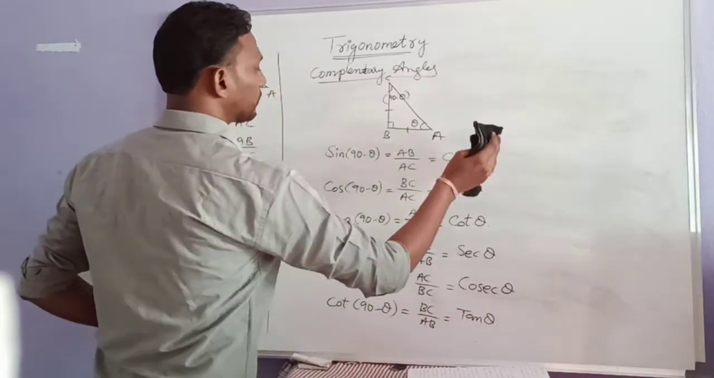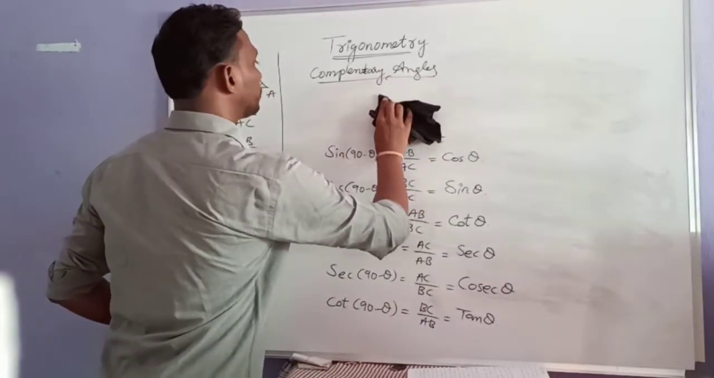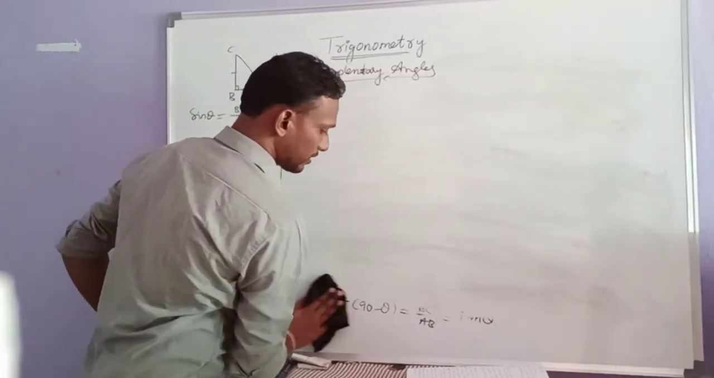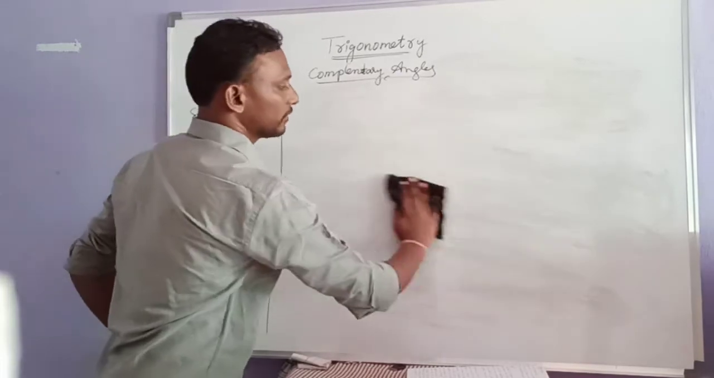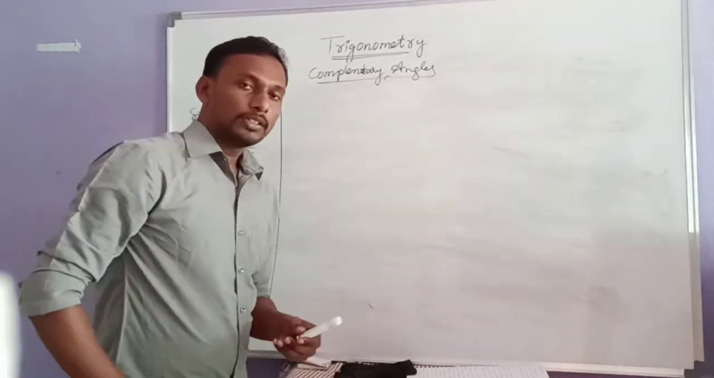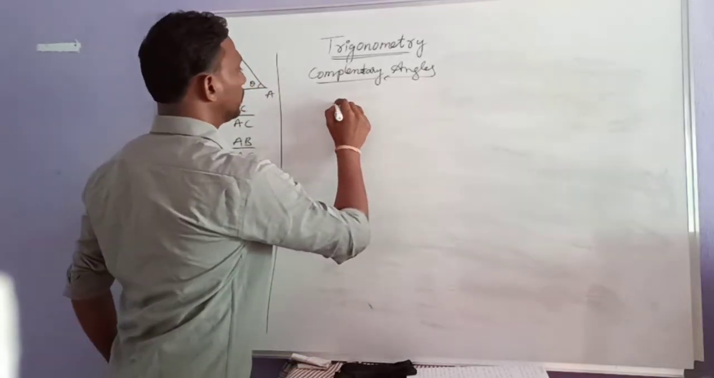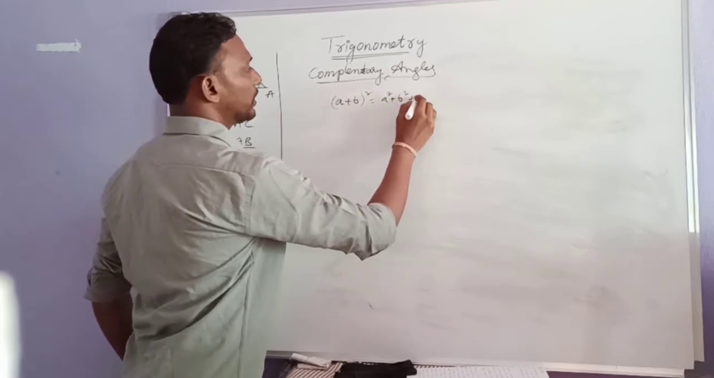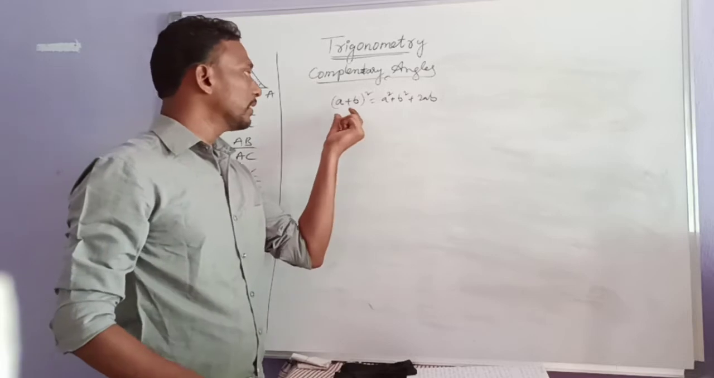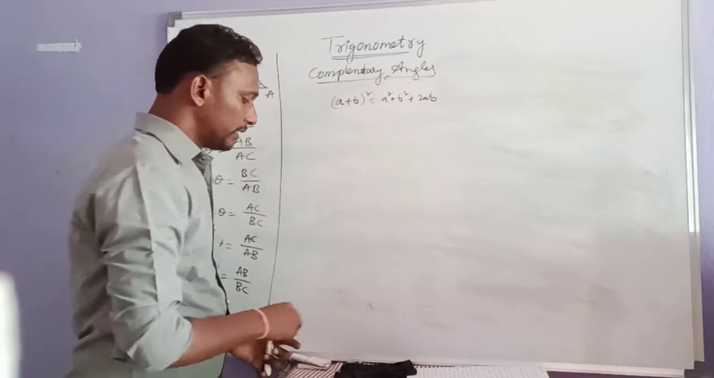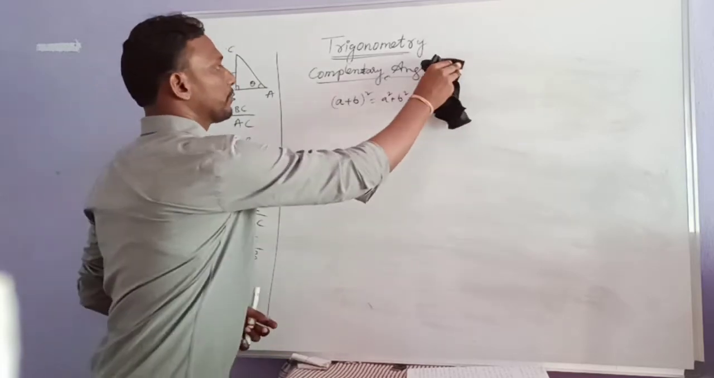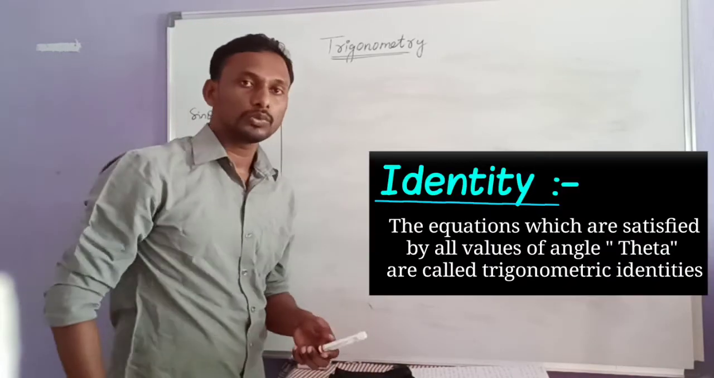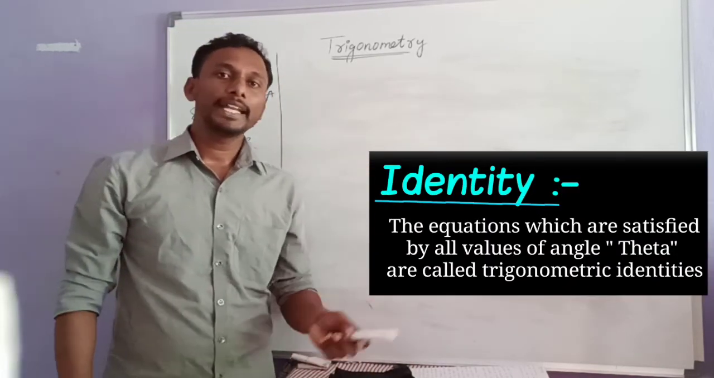And next we have another relation between the trigonometric ratios, that is identities. So what is meant by identities? As one example, we know that (a plus b) whole square is equal to a square plus b square plus 2ab, right? For any values of a and b, the equation is true. So equations like that are called identities.